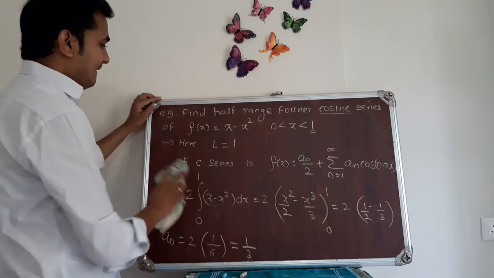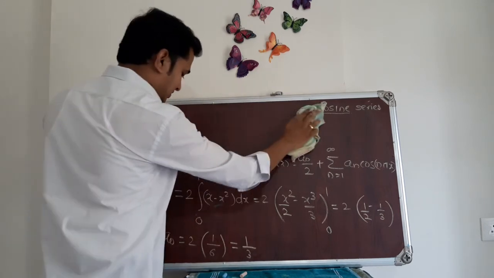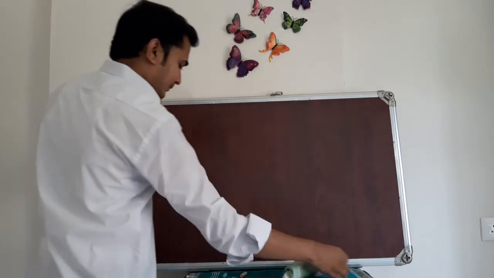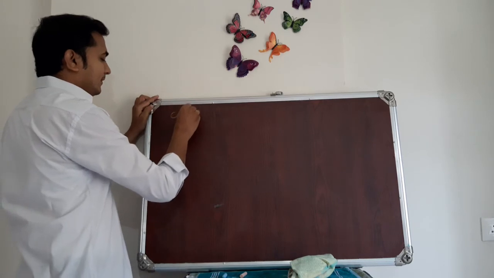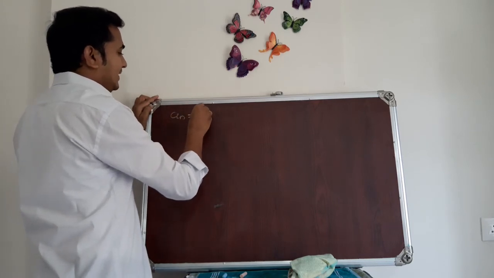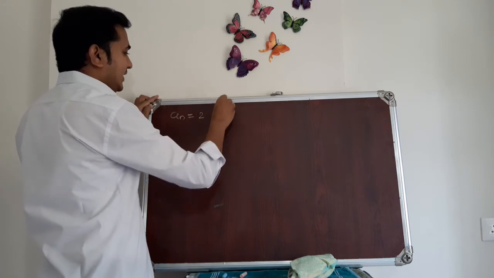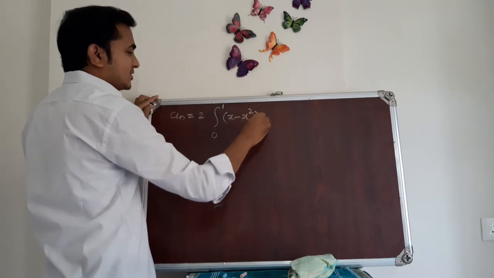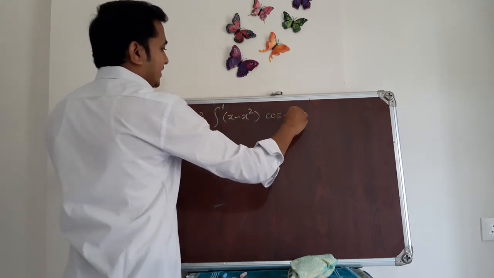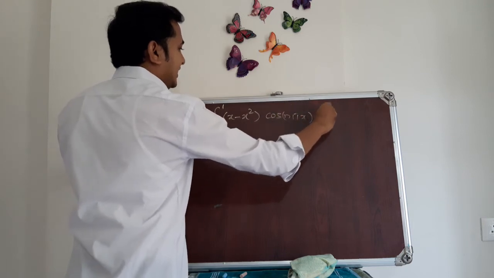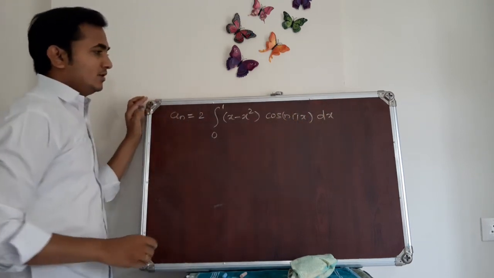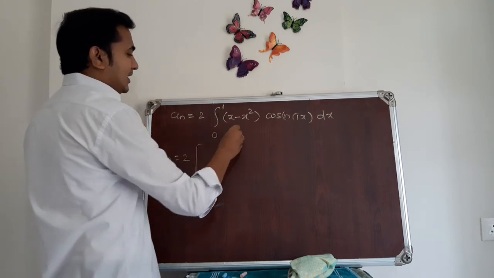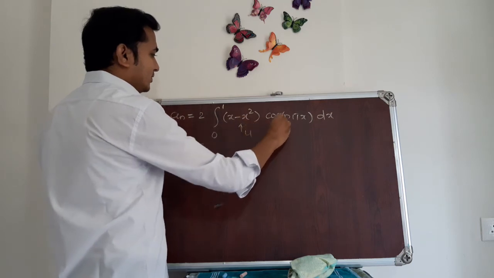Then an, remember this a naught is 1 by 3. An is equal to 2 by L. So L is 1. 0 to L, 0 to 1, f of x, so x minus x square cos of n pi x upon L. L is 1. Okay. So an is equal to 2. Now apply generalized integration by parts. This is your u. This is v.